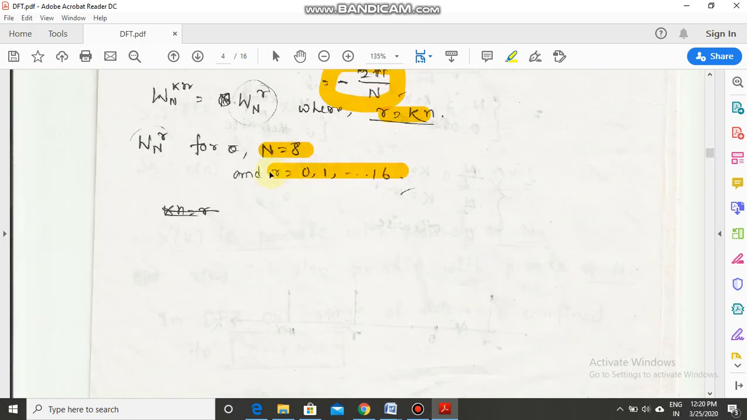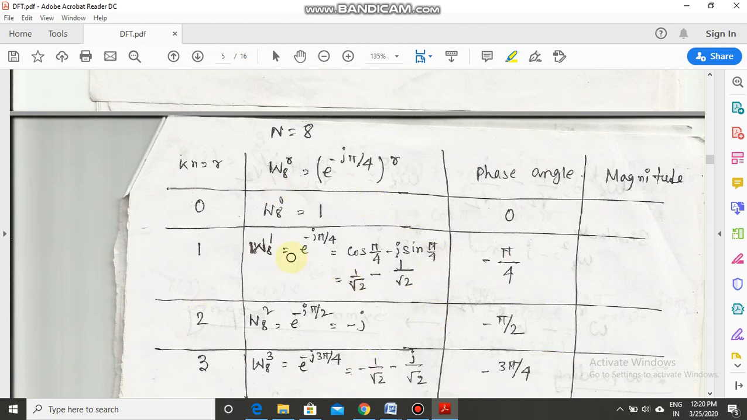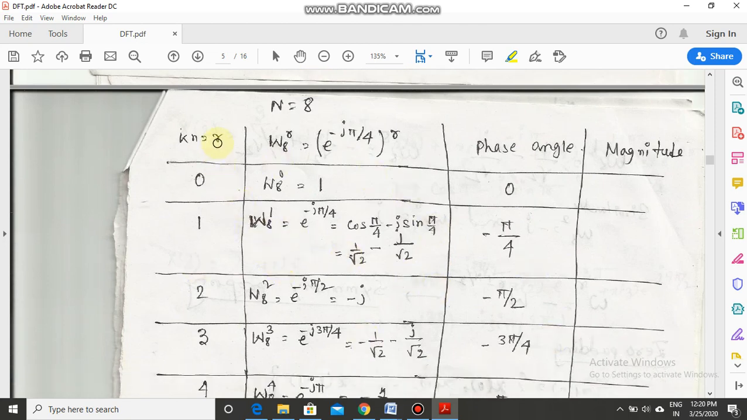Okay, so the value of r, small r, is basically the multiplication of nk. Now if we look into this table, we put the value of r as 0, and we take capital N equal to 8. So W_N to the power r, that is W8 of r. W8 of r is basically e to the power minus j pi by 4 to the power r. Why is it e to the power minus j pi by 4?